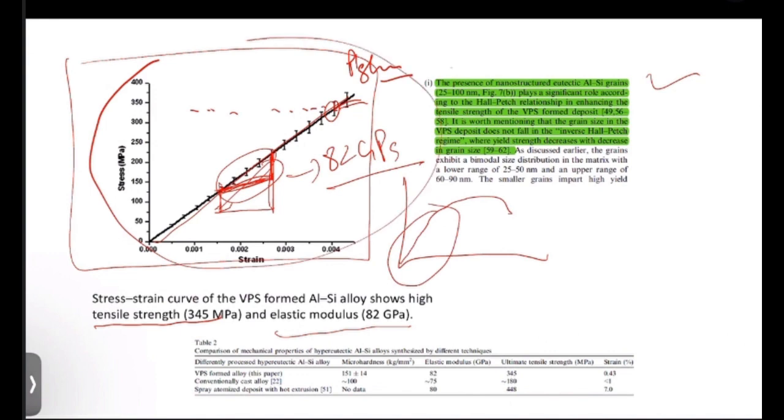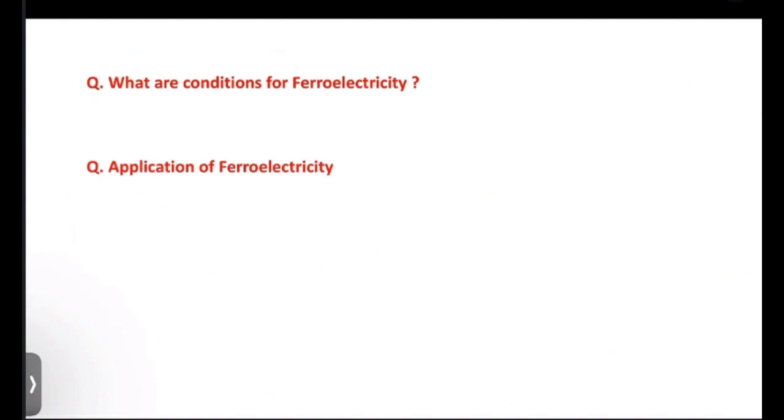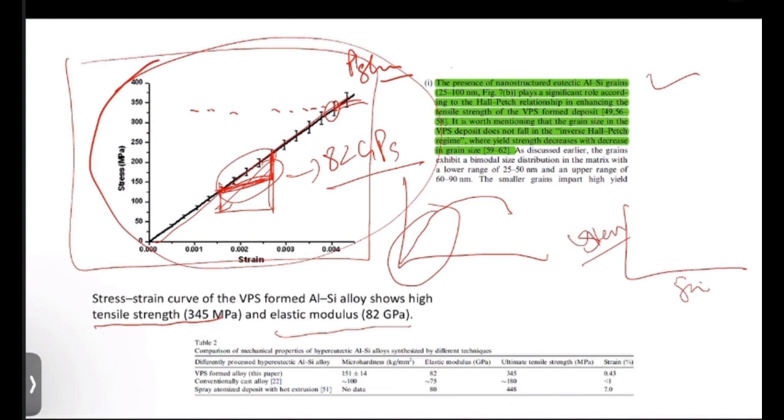Now, what are the concluding remarks? The presence of nanostructure eutectic aluminium silicon grain of 25 to 100 nanometer, that we have understood. Figure 7b plays a significant role according to the Hall-Petch effect. The Hall-Petch effect is the relationship between grain size and yield strength, enhancing the tensile strength of the VPS formed deposit.